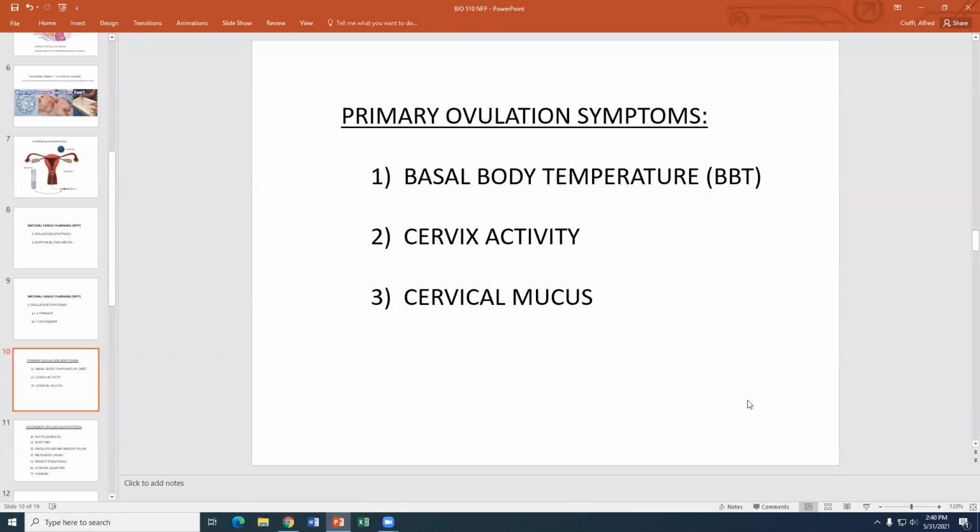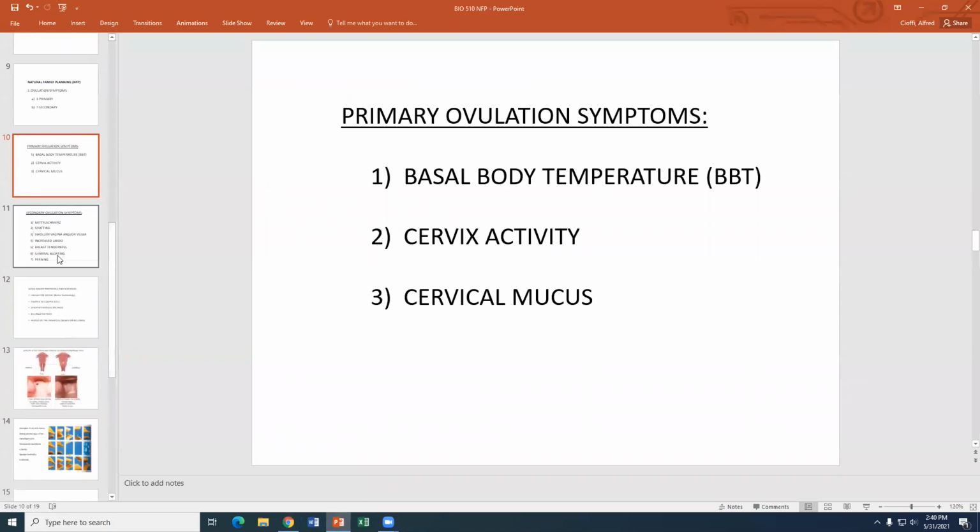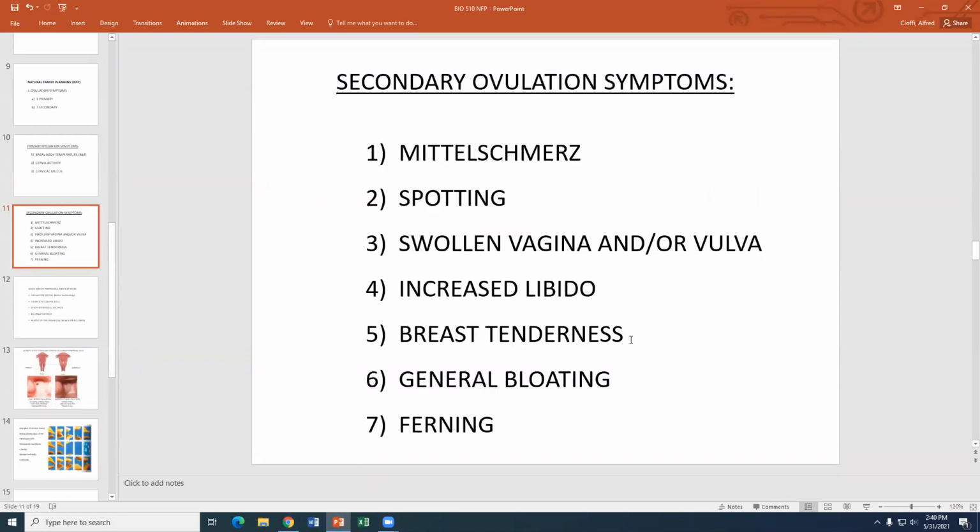So let's look at these 3 in a moment, but just for the sake of completion, I'm going to list here also the other 7 as secondary. Mittelschmerz, which means middle pain in German, and I'll tell you why that middle pain comes about. Spotting, the swollen vagina or vulva because of accumulation of water retention, increased libido, breast tenderness also associated with eventual nursing of the child if there is pregnancy, general feeling of bloating, again, retaining water, and finally, ferning, which I'll talk about at the end. These are secondary, okay? So the ones to trust the most really are the primary symptoms.